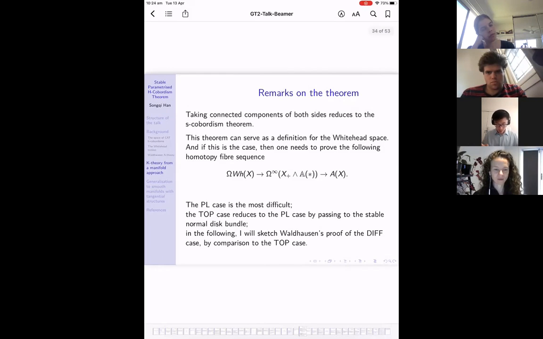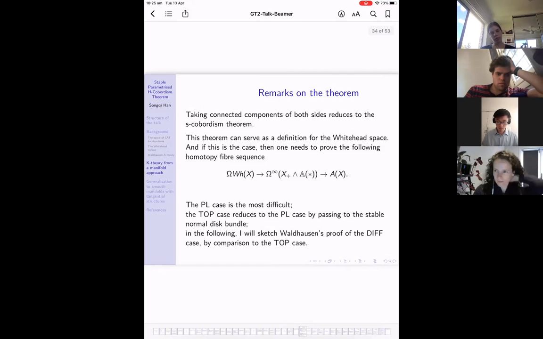And the topological case can be reduced to the PL case just by passing to the stable normal disk bundle by the Whitney embedding. We can embed every topological manifold into Euclidean space, and then we take the disk bundle of the normal bundle. It is always a PL manifold. By pulling back to this normal disk bundle, we reduce it to the PL case. And in the following, I will sketch Waldhausen's proof of the smooth case by a comparison to the homotopy fiber sequence in the topological case.